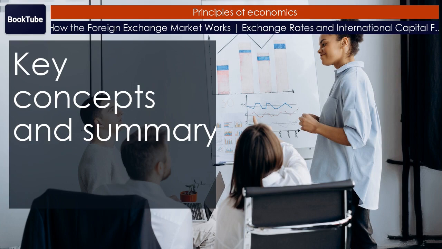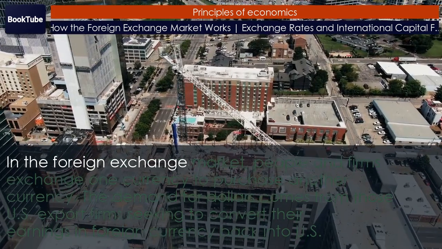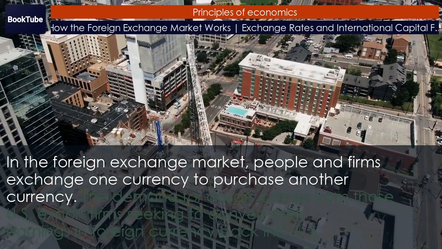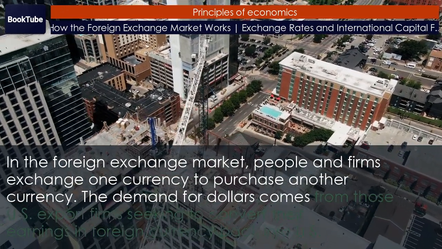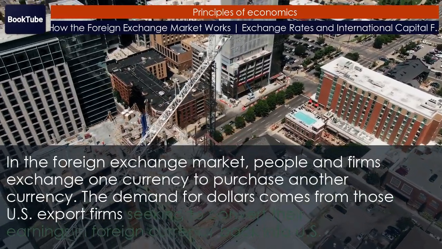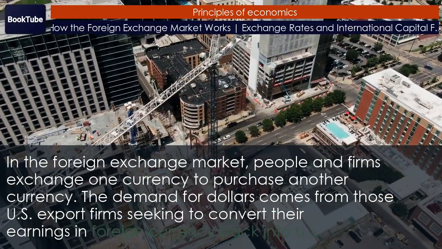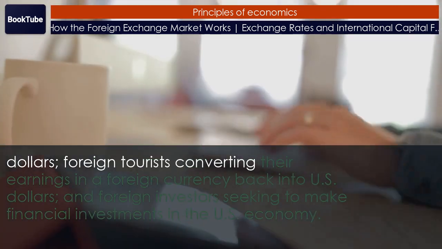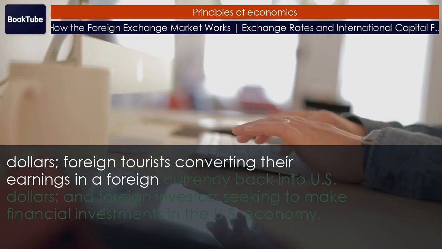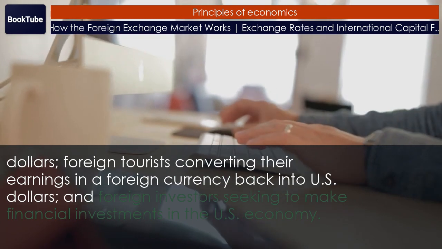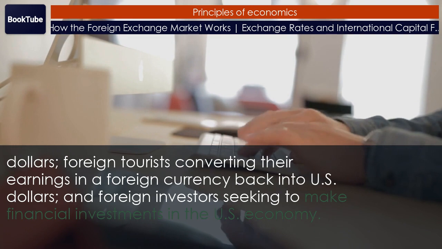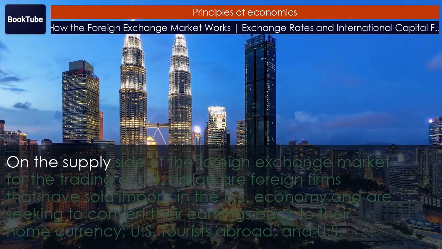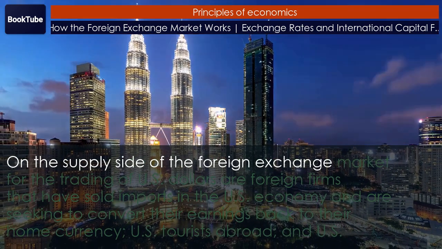Key concepts and summary. In the foreign exchange market, people and firms exchange one currency to purchase another currency. The demand for dollars comes from those US export firms seeking to convert their earnings in foreign currency back into US dollars, foreign tourists converting their earnings in a foreign currency back into US dollars, and foreign investors seeking to make financial investments in the US economy.